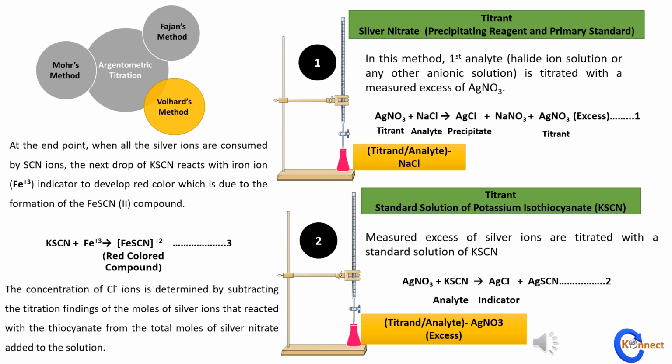The concentration of chloride ions is determined by subtracting the titration findings of the moles of silver ions that reacted with the thiocyanate from the total moles of silver nitrate added to the solution. This is the indirect method of titration.